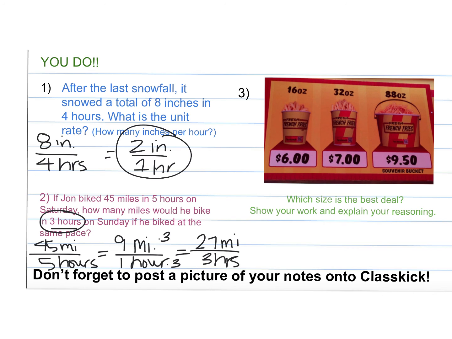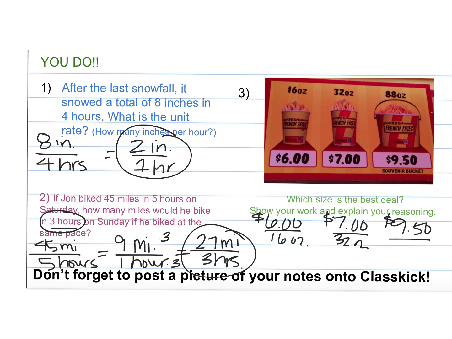And then we have these French fry buckets, and we want to know which size is the best deal. So what we're going to do is take the price and divide it by the number of ounces. So $6 for 16 ounces, $7 for 32 ounces, $9.50 for 88 ounces, and then we put it into our calculator. So I'm going to do 6 divided by 16, round it to the nearest hundredth because it's money, so I get 38 cents for that one.